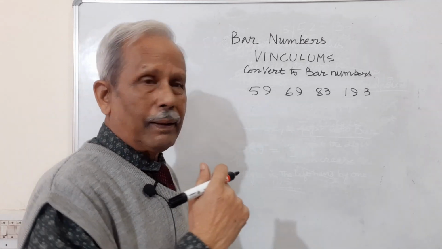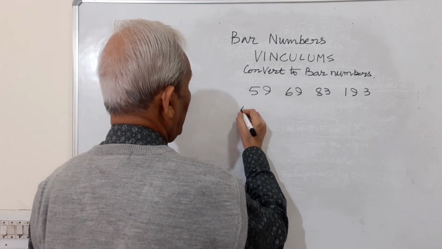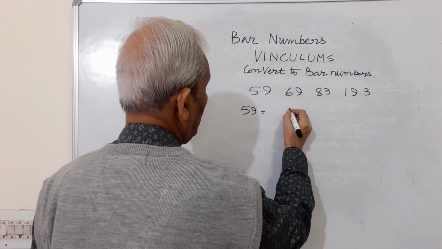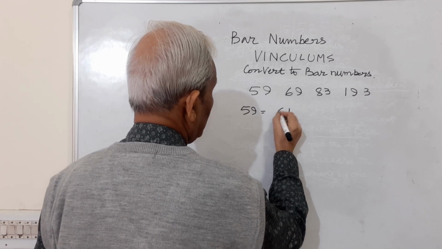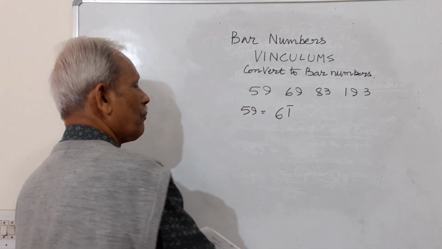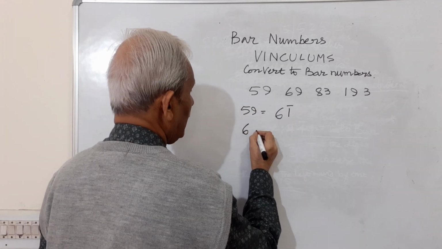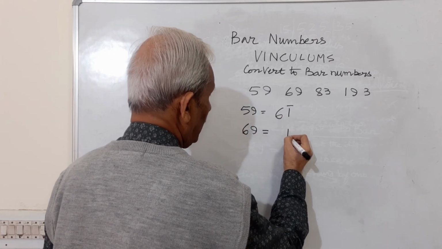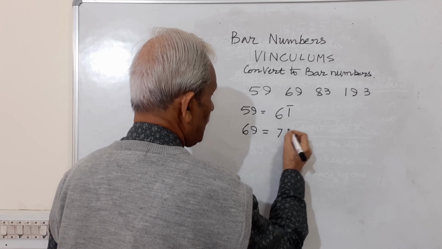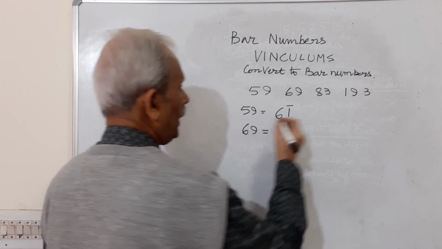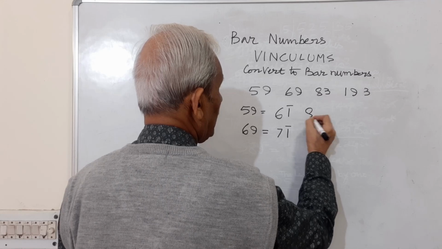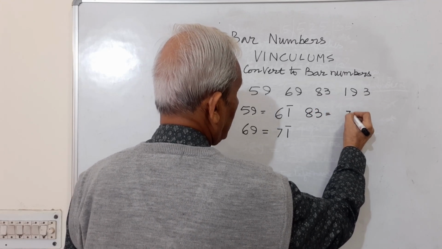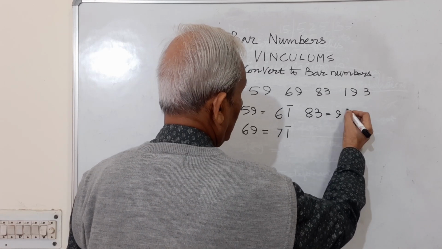So I hope you have done it. Now let me check it. 59. To convert it into bar numbers, reduce 9 from 10, it makes 1, and increase this 5 by 1 to get 6. So 6, 1 bar. 69 is what? Reduce 9 from 10, it makes 1, and increase this 6 by 1, it's 7, so 71 with the bar on the 1. 83: reduce 3 from 10 to make it 7, increase this 8 to 9, and here is the bar.